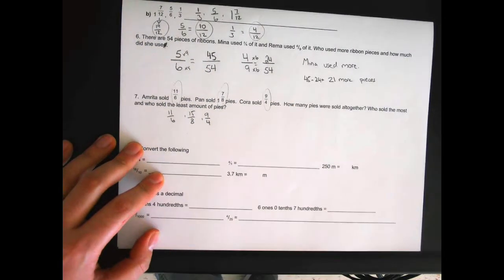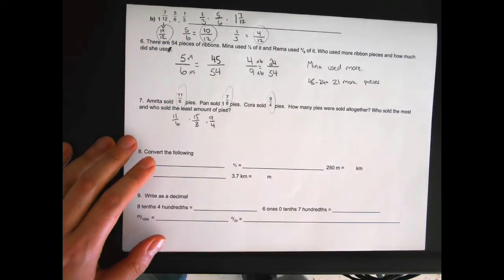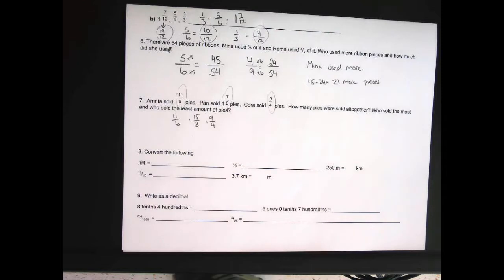So now that you have all those numbers figured out, now you can find a common denominator. What is a common denominator for these three numbers? Our lowest common multiple. That's another way to say it. What would it be? Of 6, 8, and 4.